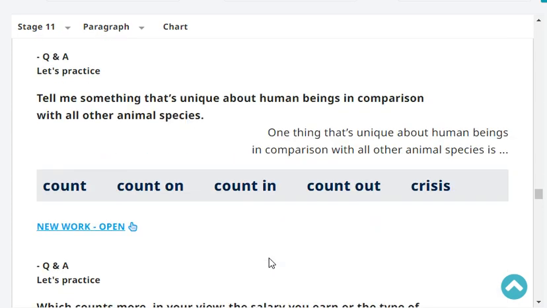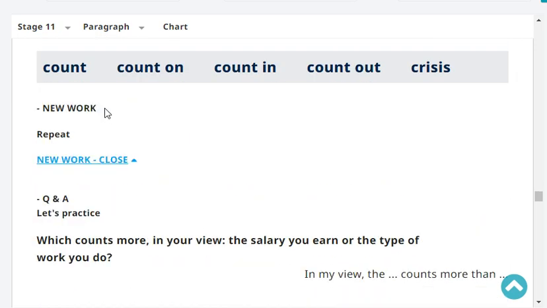Let's practice. Tell me something that's unique about human beings in comparison with all other animal species, please. One thing that's unique about human beings in comparison with all other animal species is to write and speak. Very good.